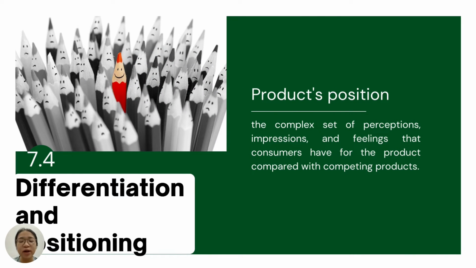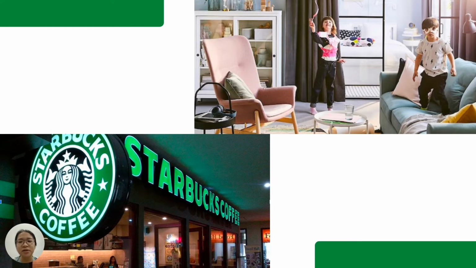First, we need to understand what is a product's position. The product's position is a complex set of perceptions, impressions, and feelings that consumers have for the product compared with competing products. IKEA's products are home furnishing, but it is defined as a life improvement store in customers' minds. Similarly, Starbucks is positioned as fine-made drinks and wonderful places to work or to hang out with friends. The marketer's job is to strategically plan how they want customers to position their products compared to their competitors.